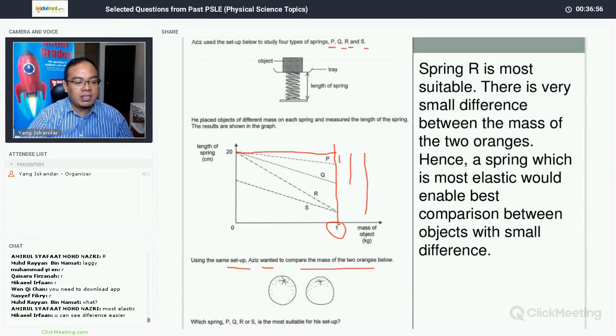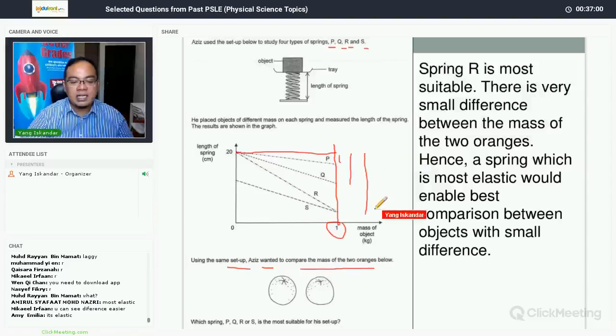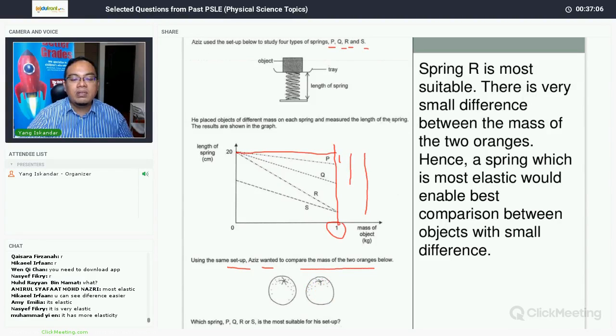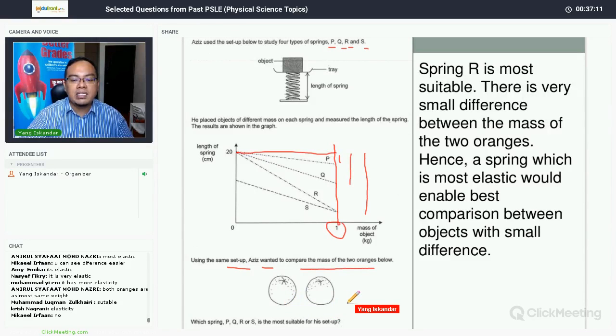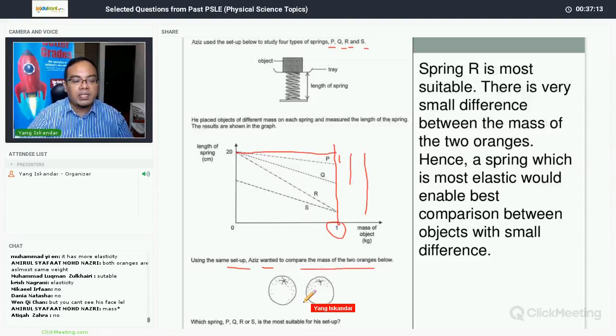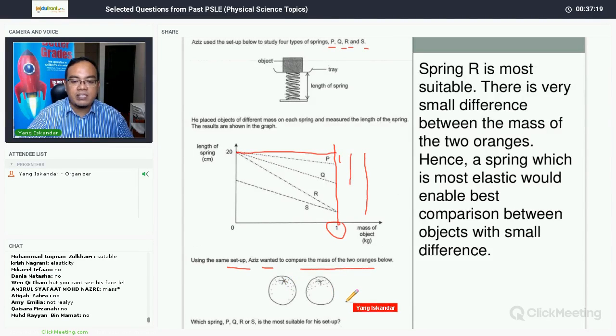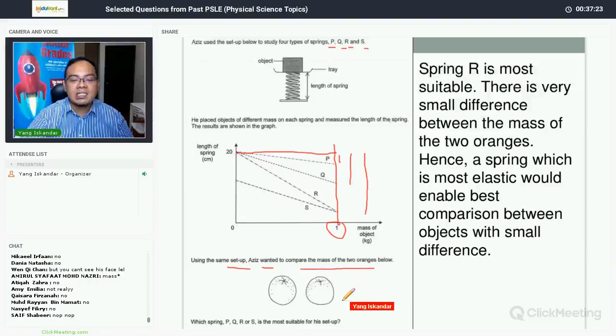Anyone can say? More elastic. You can see the difference easier. Yes. Okay, very good. If you take a look at these 2 oranges, you see the size is almost the same. Now, do you think there will be a lot of difference between these 2 oranges in terms of the mass? No, right? There's very little difference between the mass of these 2 oranges. So if there's very little difference, it means that the spring must be super sensitive, super elastic, so that you can tell the difference, right?